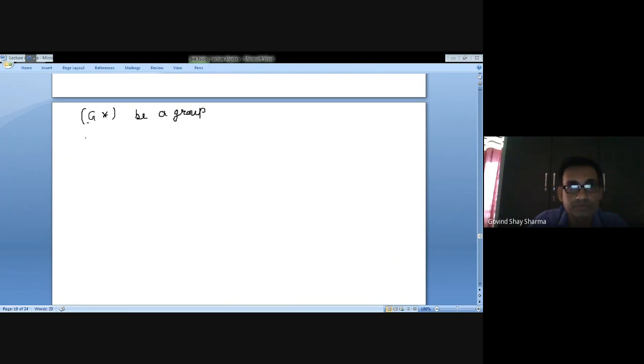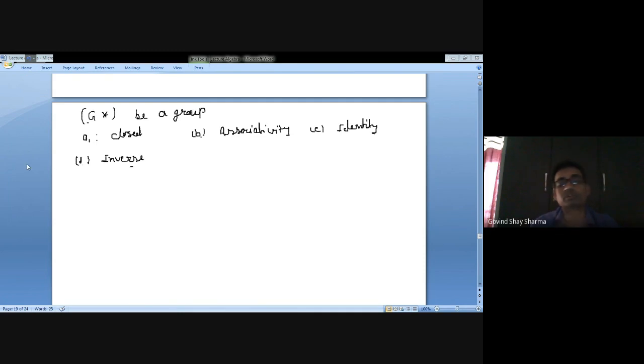if: first, A, the closure condition; B, associativity; C, identity element; and D, inversion. A group G is called an abelian group if it follows the commutative law.